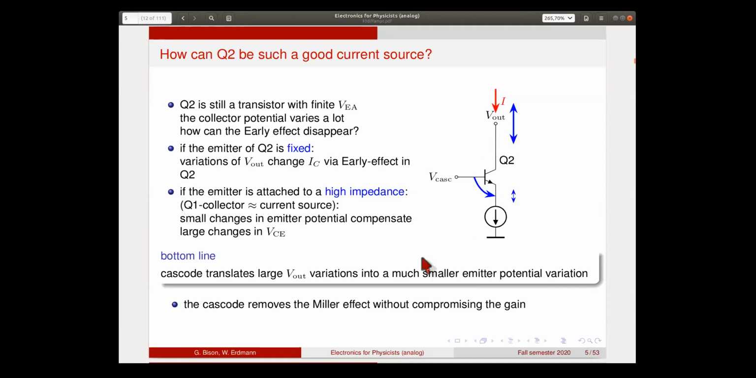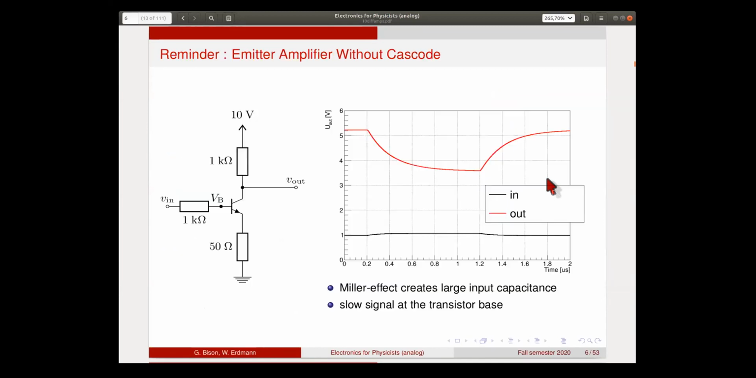These are still so small that they don't have an effect on the input transistor, but they completely eliminate the early effect here. Okay, so the bottom line is that the cascode now translates all the variations that come from the load that we attached here to tiny changes at the emitter potential. So that means that the cascode really removes the Miller effect completely, and it does not compromise the gain. So we still see the full gain of this amplifier.